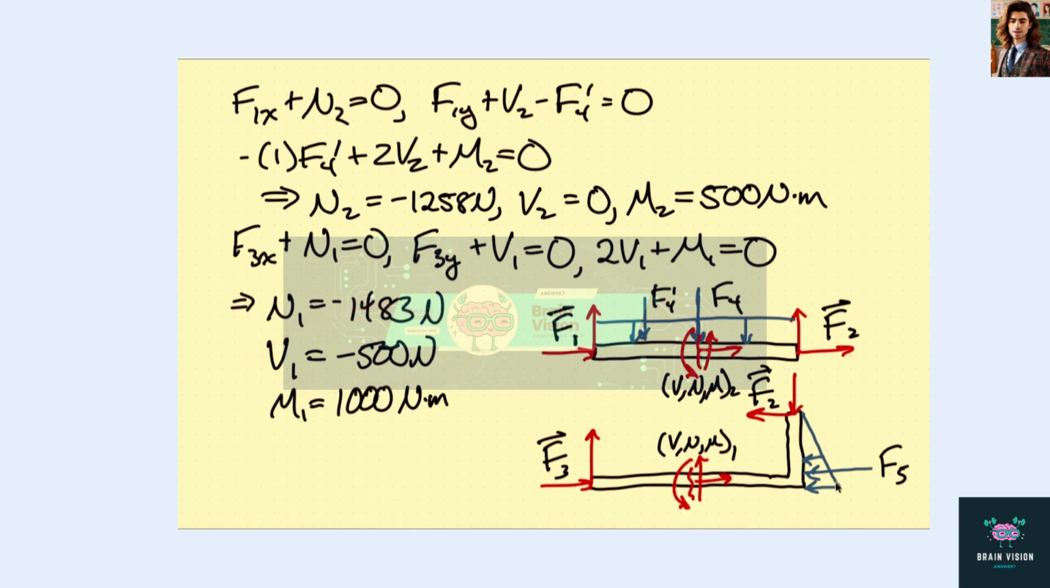And why we have shear force here is because we have this upright section, so we have essentially a moment acting at this end. And then M1 is 1,000 Newton meters.